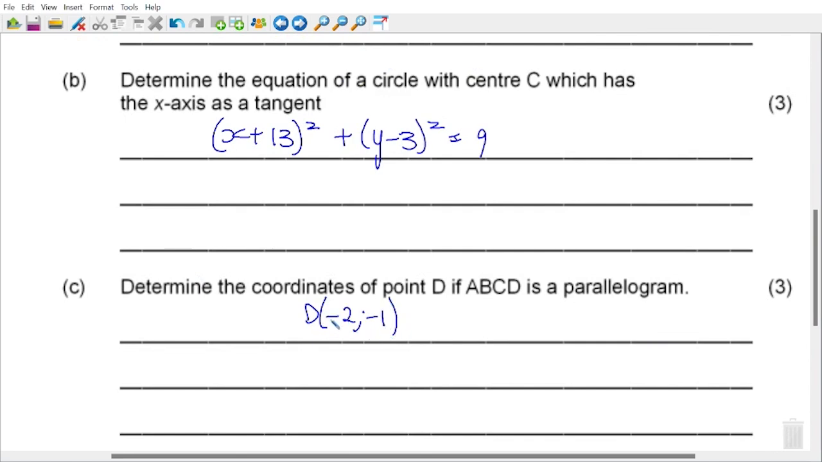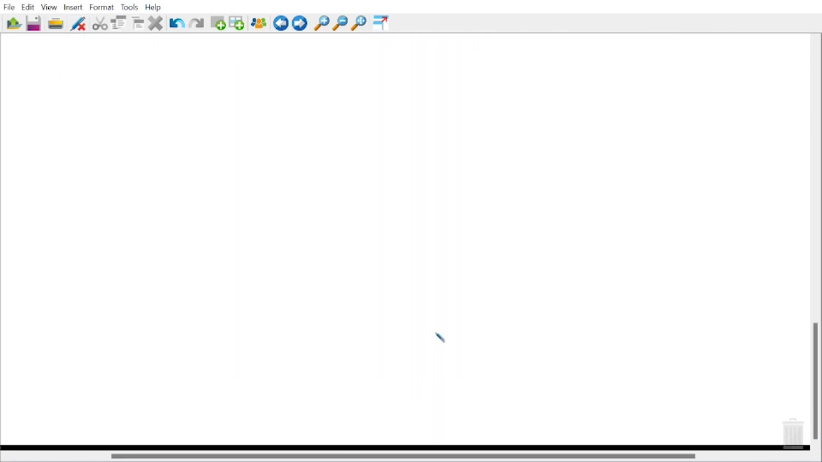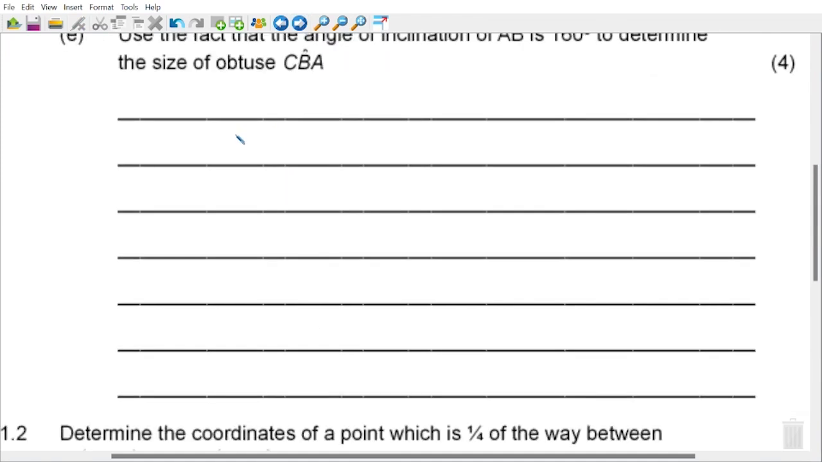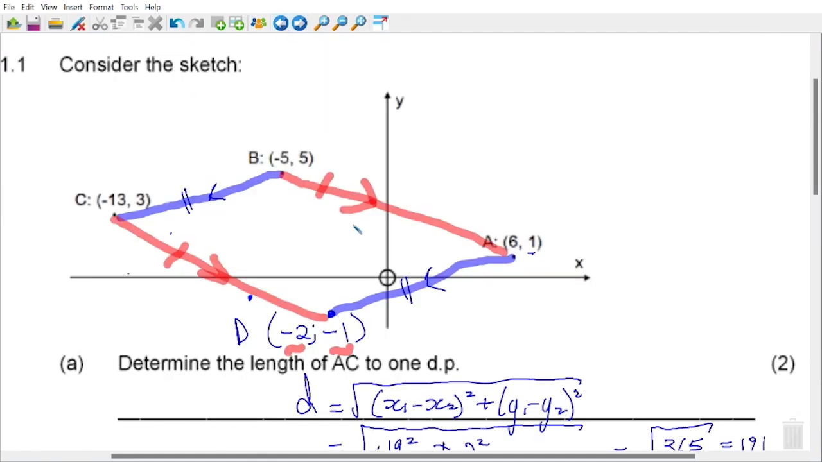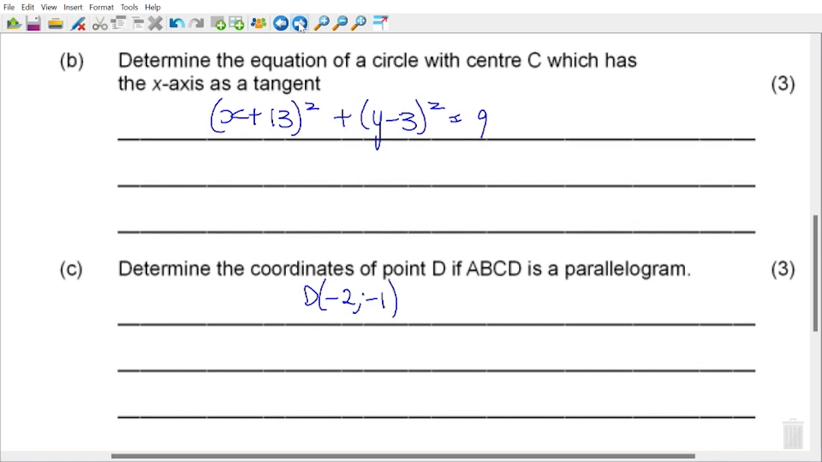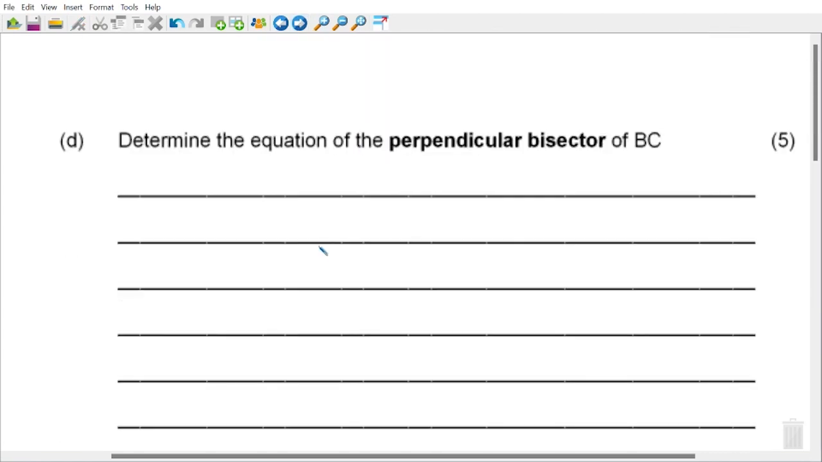Right. The next question says determine the equation of the perpendicular bisector of BC. Okay, so the first thing we need to do is work out the gradient of BC. BC is a line that's sloping uphill. Remember, we're going to use our gradient formula, which is our change in y values divided by our change in x values. And so for BC, we actually get a gradient of minus 4.